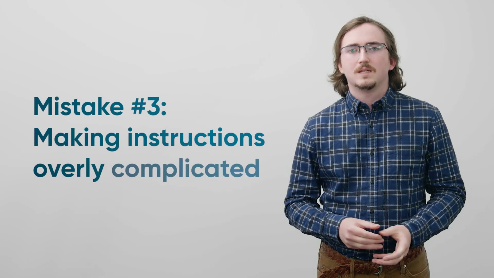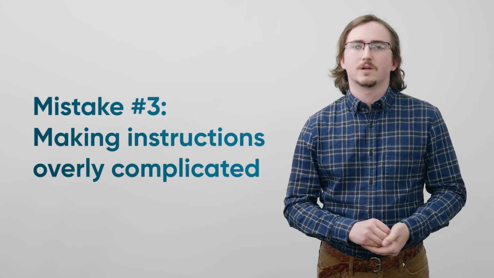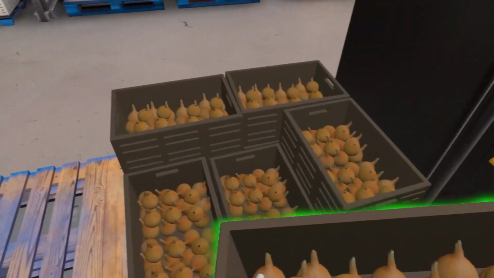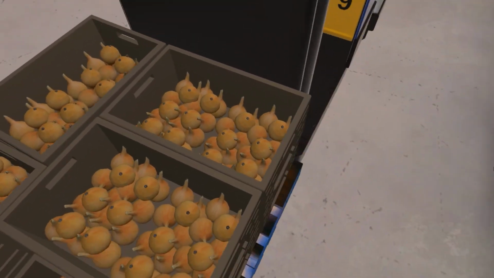Finally, a mistake we see is making instructions overly complicated. In a virtual reality program, it's tempting to spell out every instruction explicitly, down to the smallest detail. This can slow down the experience, however, and learners can often pick up on nonverbal cues very quickly.